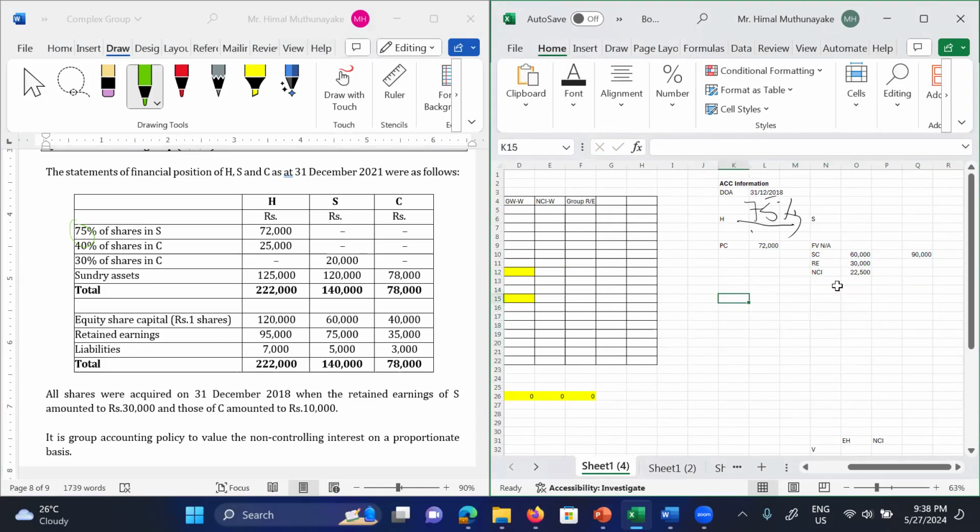So then I will take some space here. The next one is the direct and indirect relationship. For example, let's say we have H, S, and C. H has direct ownership of S, 40%, and S has direct ownership of C, 30%.